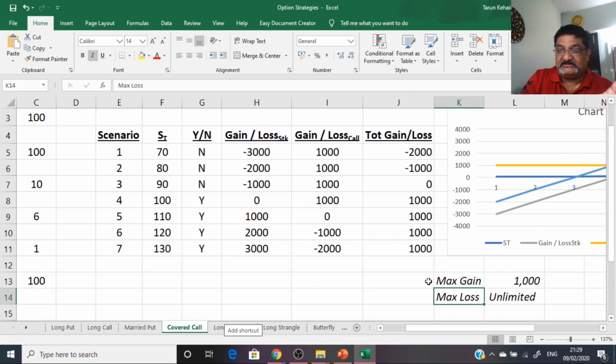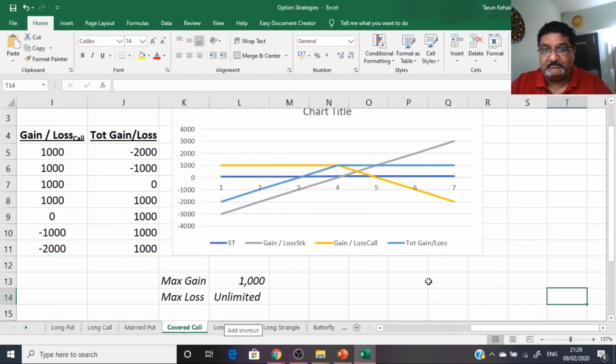Whereas your maximum loss, on the other hand, can be severely negative because you have sold the call option. The counterparty can exercise to any limit, because there's no limit to which the stock prices can rise, and therefore your loss can be unlimited, your exposure can be unlimited.